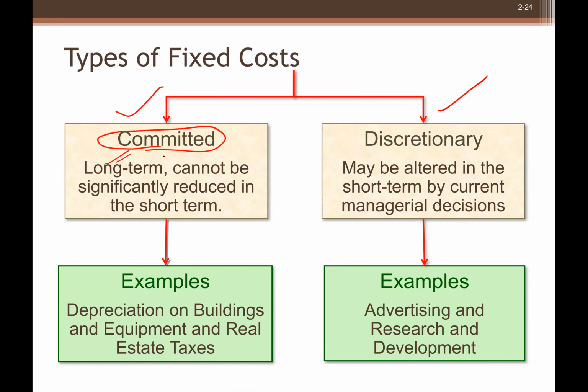Like depreciation, right? Like the rent, you committed for 5 years. You are renting a factory for 5 years, or renting a head office for 5 years. It means the 5-year rent is already committed. It's in the contract that we are going to pay you the rent, $1,000 plus 10% annual increment. That's it. Similarly, real estate taxes are committed for the long term.